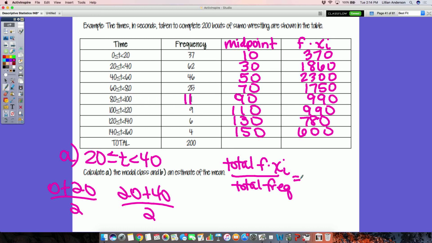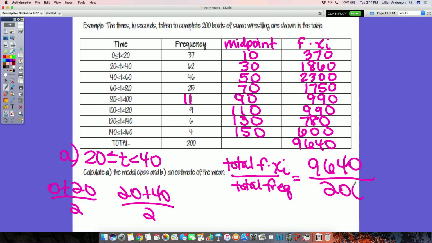What did you get for your numerator? Read it out for me. 9640? Yeah. Okay. So that is our numerator to find the estimate of our mean. That is the sum of all the frequencies times the midpoints. Now we're going to divide it by our total frequency. What is our total frequency?